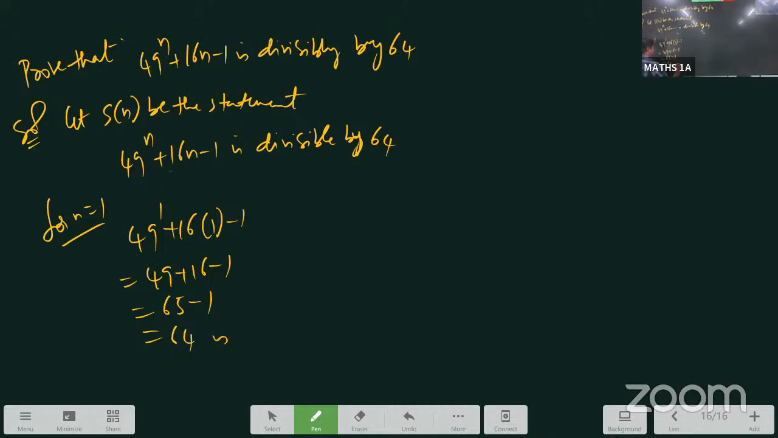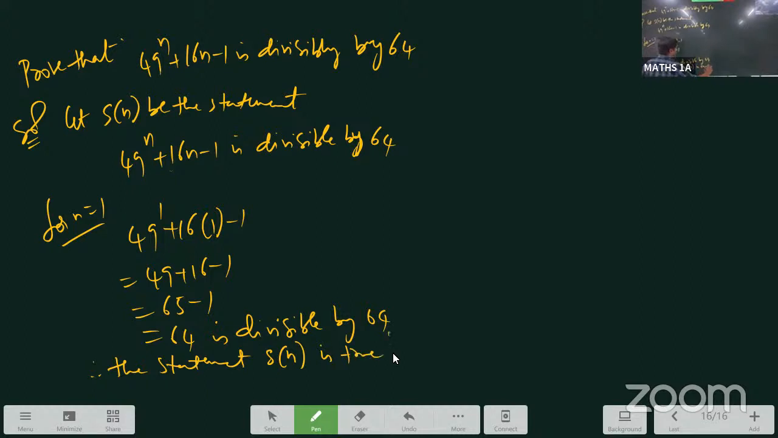Is 64 divisible by 64? Yes, 64 is divisible by 64. Therefore, the statement S of n is true for n equal to 1, because when I substituted n as 1, I got 64, and 64 is divisible by 64.